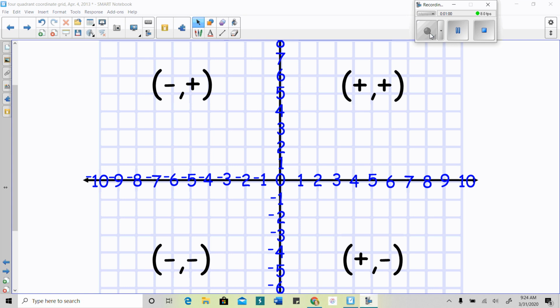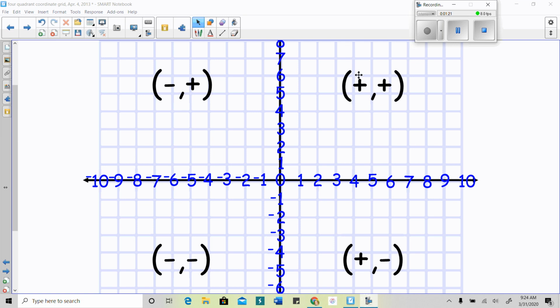So this is what our coordinate grid will be looking like today. Instead of looking like a letter L, where you've got your x-axis on the bottom and your y-axis on the left, it's going to look like a giant plus sign. And in the center we have 0, 0, which is called the origin. Now you can see I've got my four quadrants labeled.